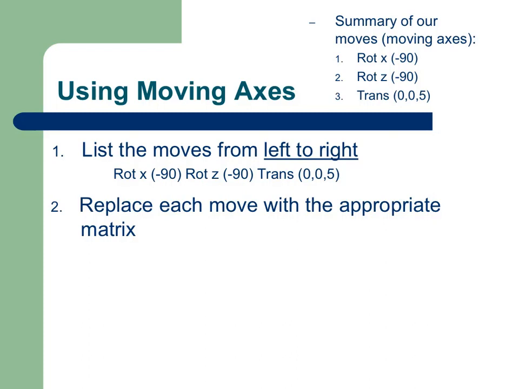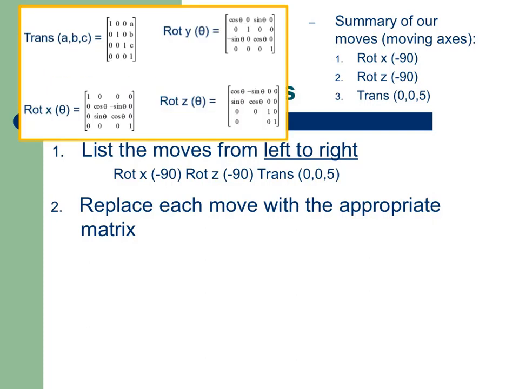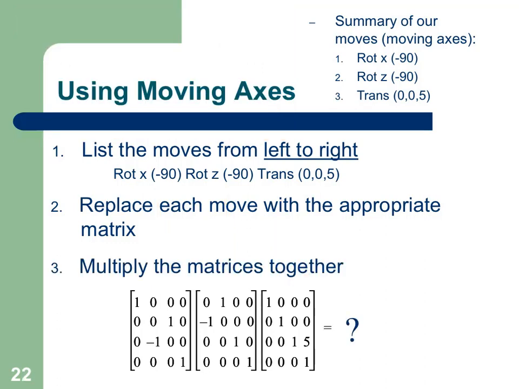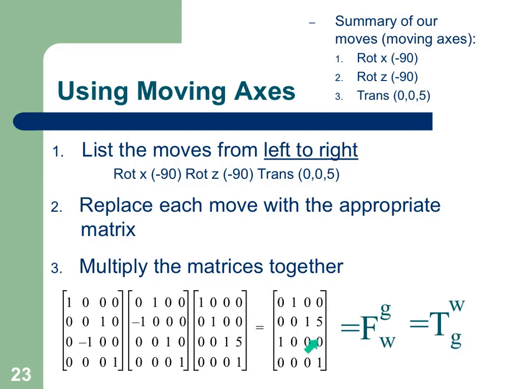We're going to replace each move with the appropriate matrix. So here's the chart again, a little bit small, but you can still read it, I hope. And I figured out that rotate x negative 90 actually corresponds to this matrix. Rotate z negative 90 corresponds to this matrix, right? Because I just took rotate z of theta, plugged in negative 90 degrees for all this stuff. Translate 0 0 5 is just this 0 0 5 with the unit matrix on the top left, 3 by 3. So now I just have to do matrix multiplication to multiply these together. And when I do that, I get this matrix.